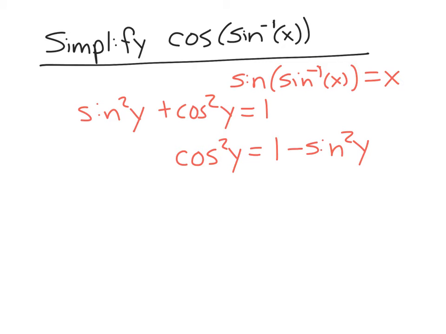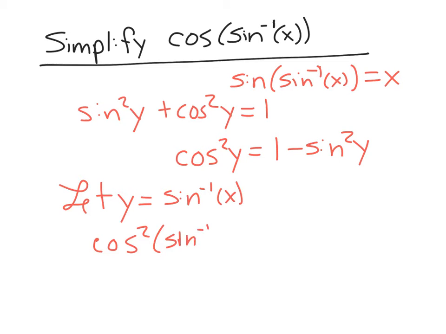Okay, so now if we let y equal the inverse sine of x, then we can substitute in to what we have and get cosine squared of the inverse sine of x has to be equal to 1 minus sine squared of the inverse sine of x.